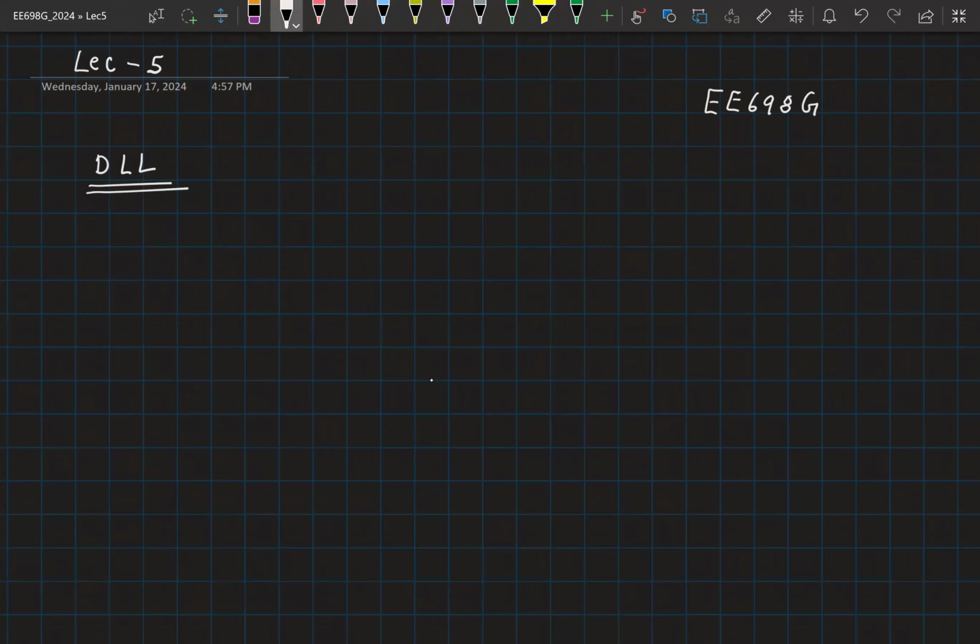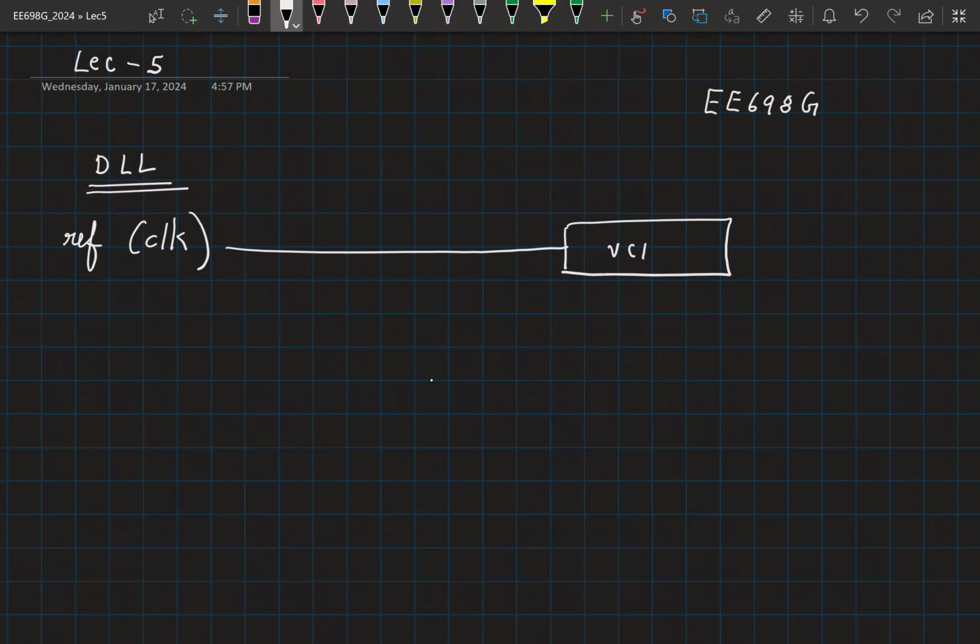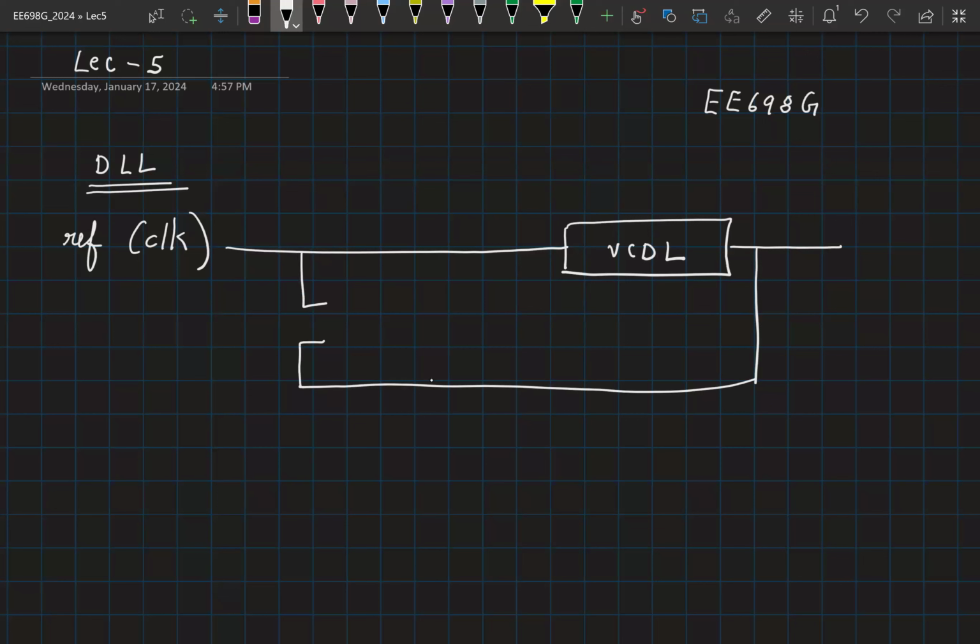So this consists of a reference signal, which is usually a clock, that is being given to a VCDL, that is a voltage controlled delay line. Then we take the output of the VCDL and we compare an output edge from the VCDL to the next edge in the clock signal. What block do we use for this? So we use a phase detector to measure the phase between these two signals.